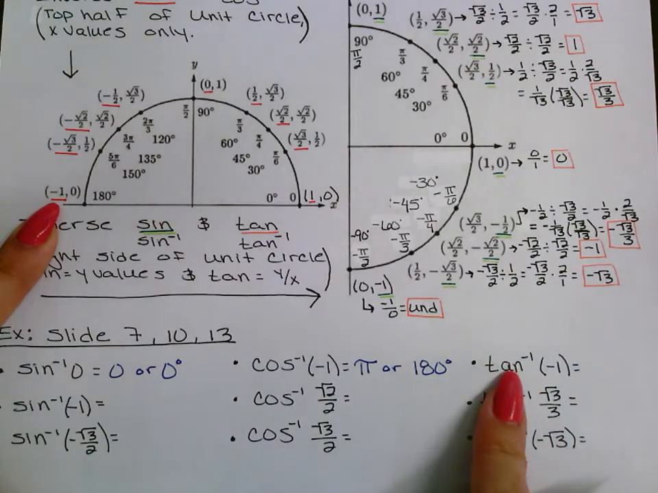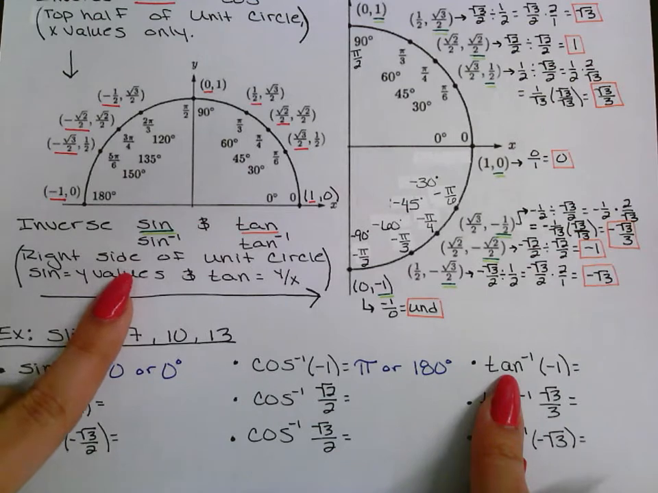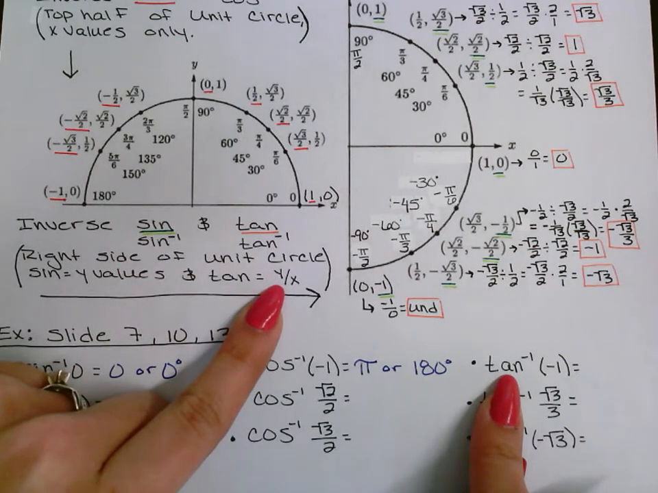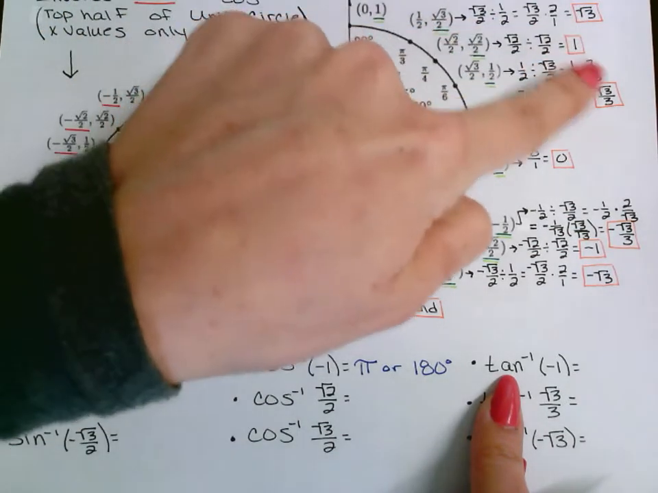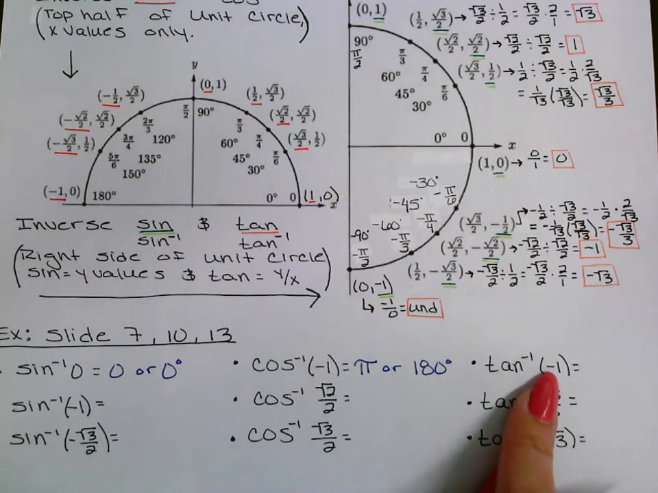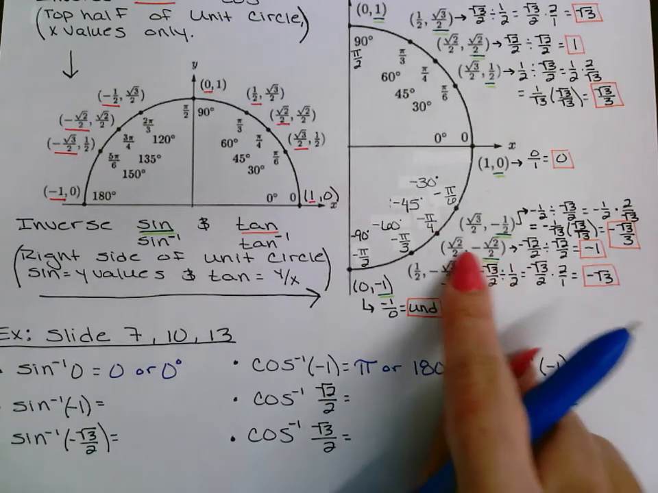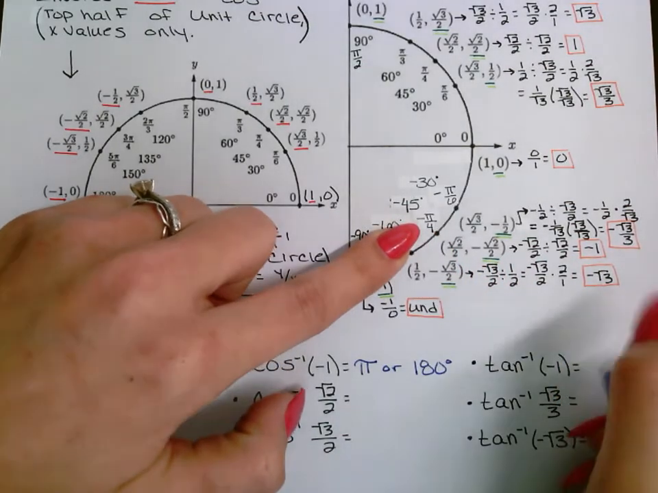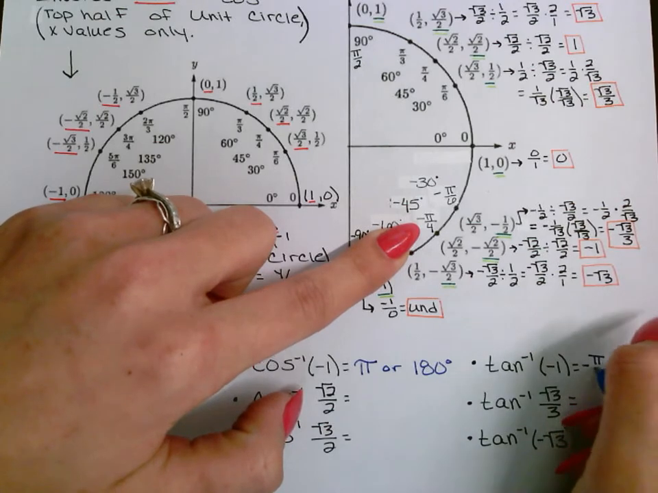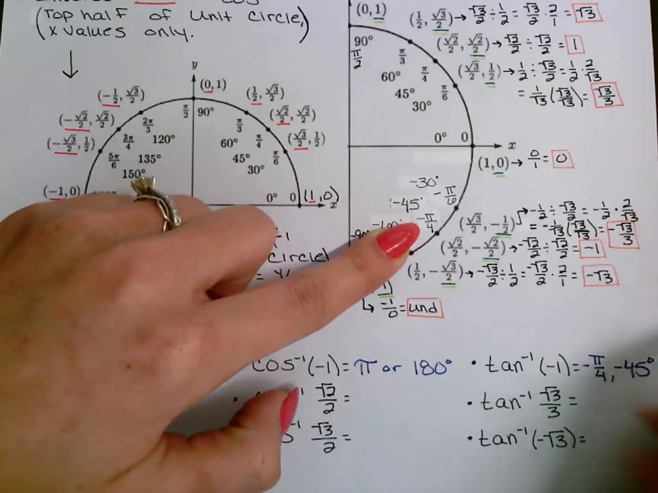And now tangent. Inverse tangent, which means I'm looking at the right side of the unit circle at the division. So on this right side of the unit circle, all of these boxed off answers, look for -1. I also remember that tangent is negative on the bottom half. So on the bottom half, I see my negatives. There's -1, and that belongs to negative pi over 4 and negative 45 degrees.